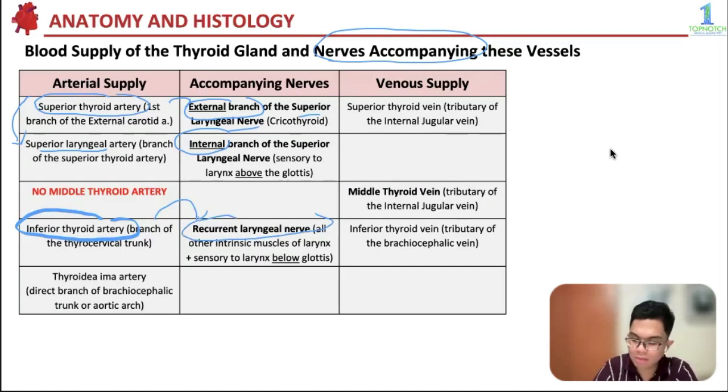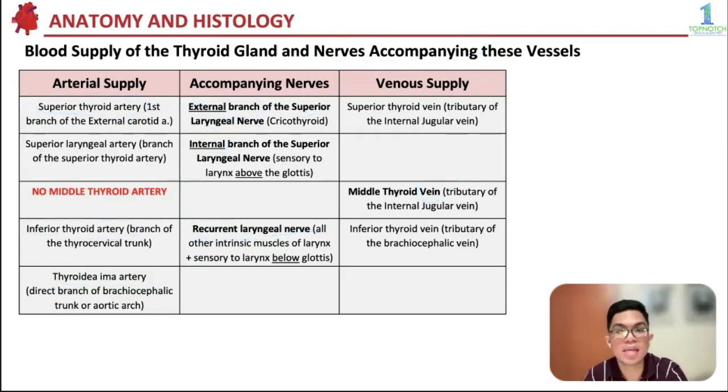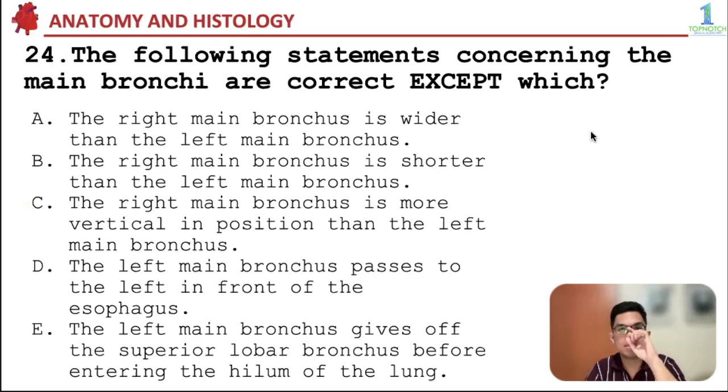And important to note, there's only a middle thyroid vein, but there is no middle thyroid artery. And special note, minsan, may mga thyroid ima artery yung ibang tao. Okay? So review that na lang din sa inyong handout. So high yield din yung table na to. Okay, proceeding.